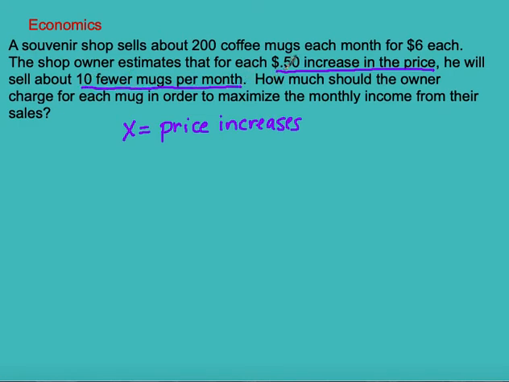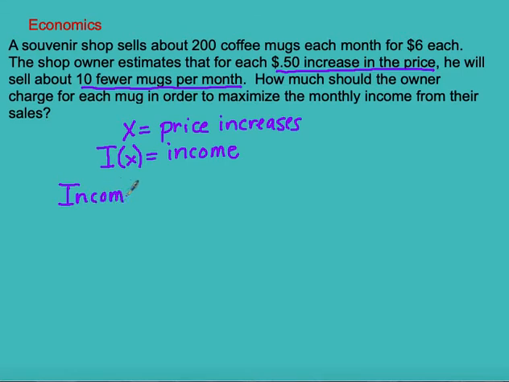So we want to figure out what that is going to give us in order to maximize our income. So my function, I'm going to make it I of x so that it represents good variables, and I'm going to make this be the income. So my x is representing the number of price increases, and my function I of x is going to represent income.